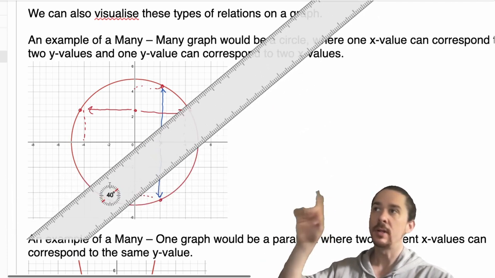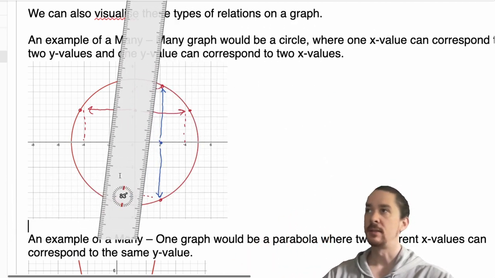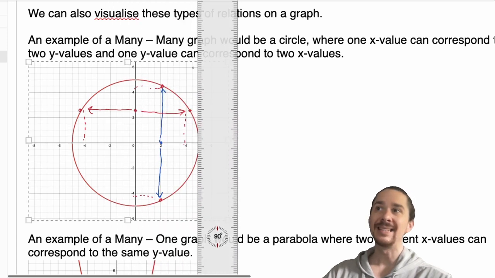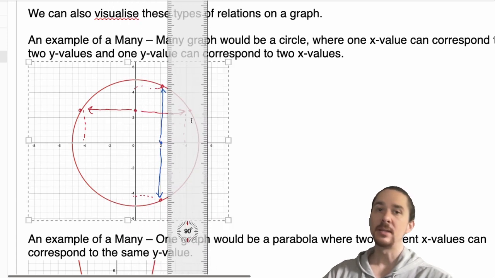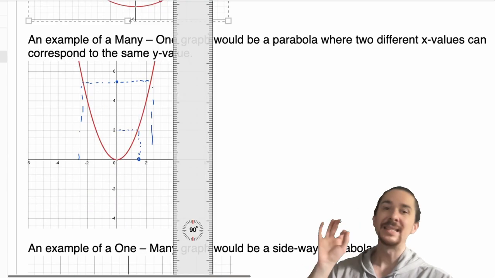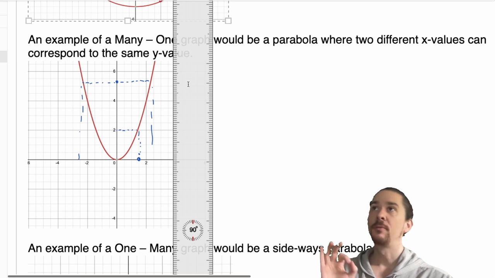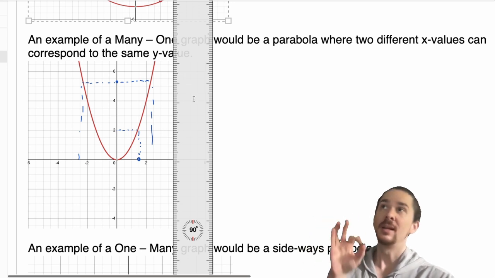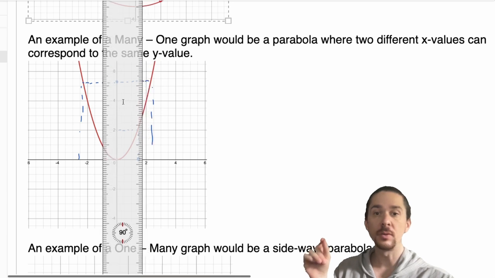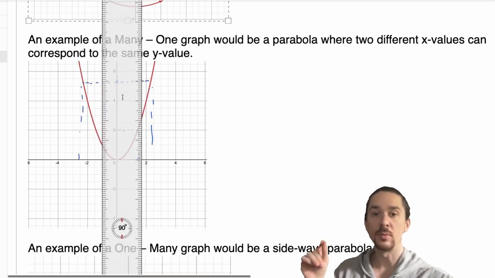Now, we are more interested in the vertical line test. The vertical line test will be failed by anything that ends in many. So this many-to-many graph, this circle, fails the vertical line test because I can find somewhere to put the vertical line where it's going to touch the circle in more than one location. This is a many-to-one graph, because it's to one, it will pass the vertical line test. There's nowhere I can put this vertical line that it will touch the graph more than once.